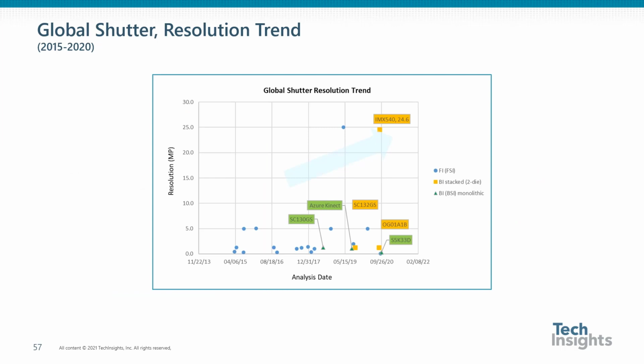In terms of resolution for sensors with global shutter, here we note that most sensors analyzed were in the range of 5 megapixels and below. Only 2 devices in the dataset were at 25 megapixels.